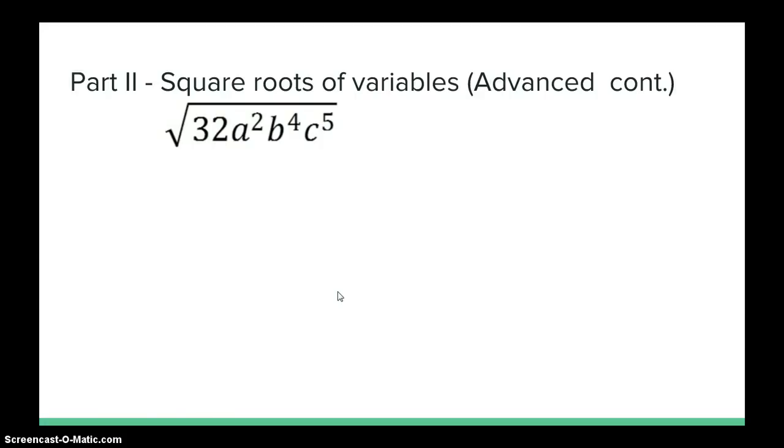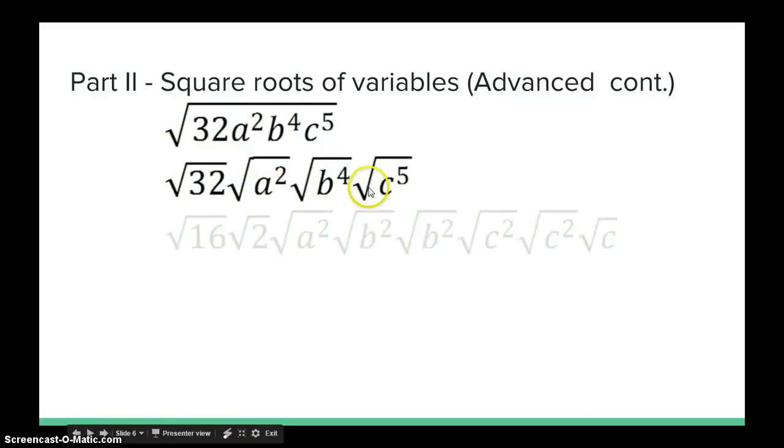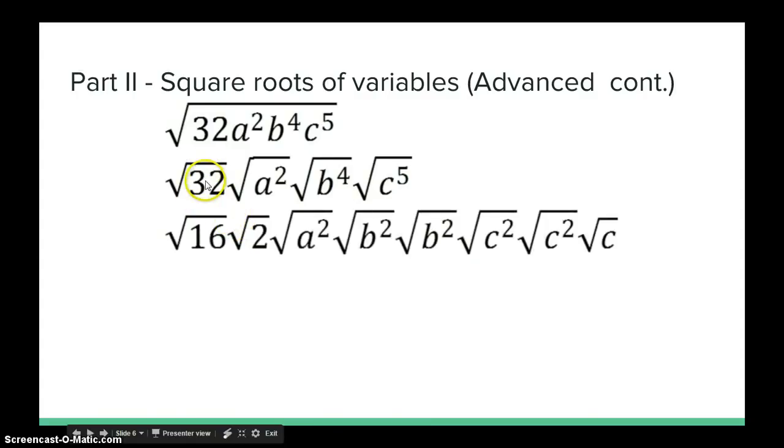Okay, so first thing I do, split everything up into the variables. So square root of 32, square root of a squared, square root of b to the fourth, square root of c to the fifth. Then I split everything up into their perfect square factors. So square root of 32 becomes 16 and 2, 16 being my perfect square. A squared is already a perfect square, so it stays there. B to the fourth has b squared and b squared. C to the fifth has c squared, and then another c after.